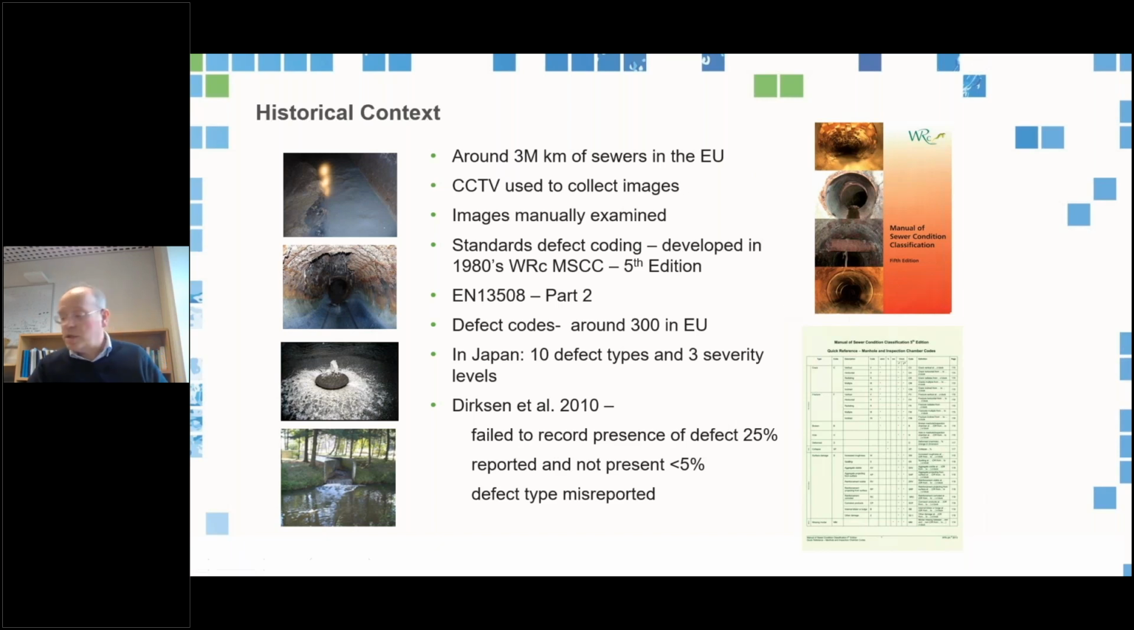So traditionally what's happened is that images have been examined manually. That is slightly changing now, and they match against defects that were developed in the 80s. On the right-hand side you can see a defect coding system. It's very complex. They get longer and longer, and at the moment in the EU there are around 300 defect codes. In Japan, there are 10, and when people have looked at the use of these complex defect codings, you'll find that the error level is 20–30%. So there's a lot of defect misreporting by the manual examination of images. So that's the historical context.